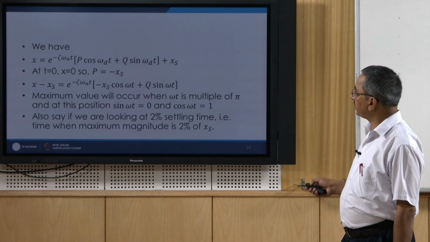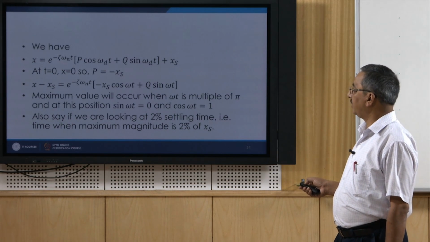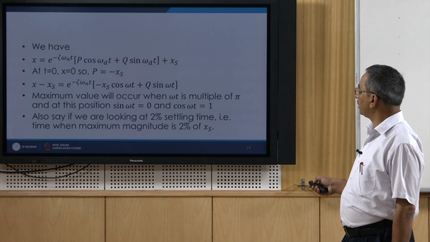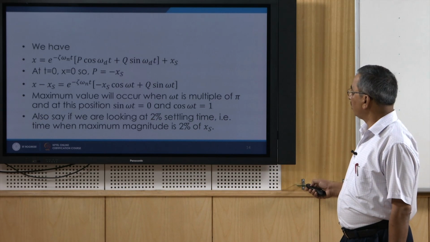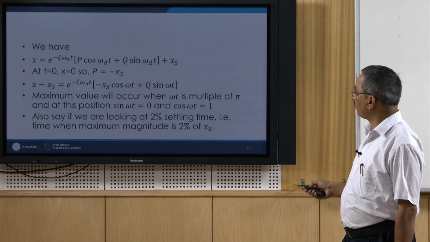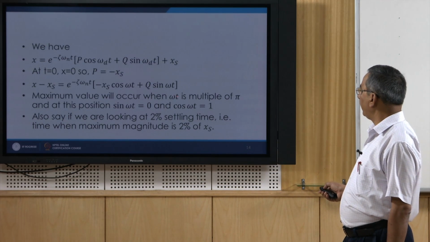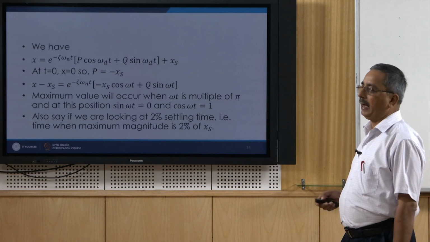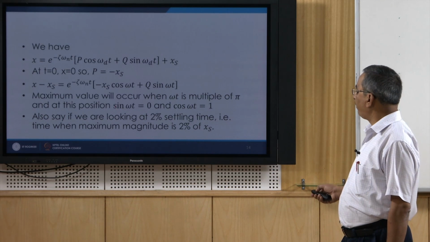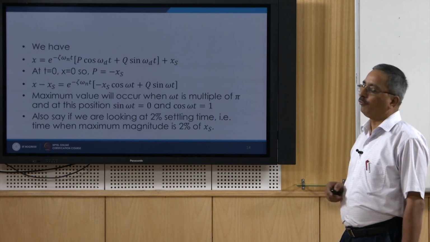Now, as we have seen previously, if I put t equal to 0, x is equal to 0. So, if I put it here, I get the value of p equal to minus xs. So, I can put this value of p. My x minus xs, or the overshoot value, is this one. Now, the maximum value will occur when omega t is a multiple of pi, as we have already seen. And when omega t is a multiple of pi, the sin omega t term will be 0 and the cos omega t term will be 1 always.